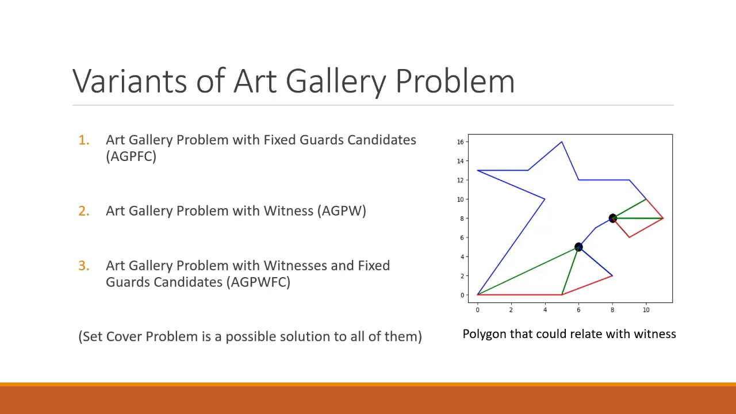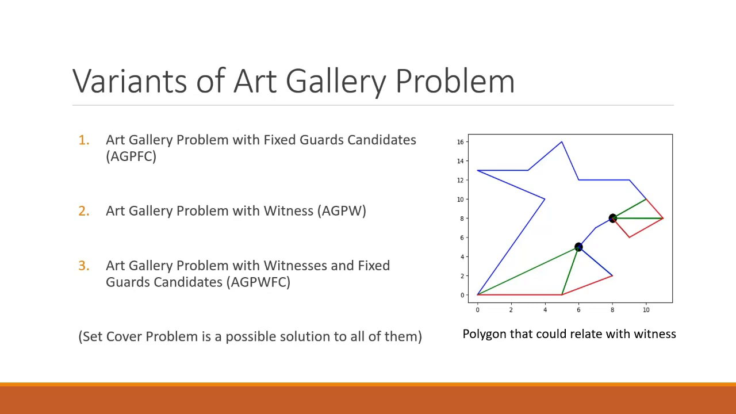Then the second variant is art gallery problem with witness, that is AGPW. So here we are given finite set of points W belonging to P, and we find minimum number of guards to cover the set W. Note that covering W does not imply coverage of the polygon. Remember that a polygon is called witnessable if there exists a finite witness set W in the polygon such that any set of guards that covers W also covers P.